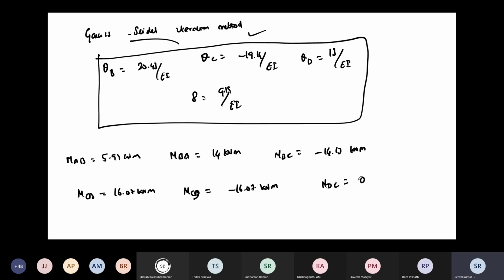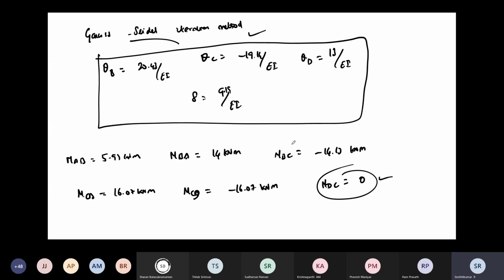MDC equal to 0. When you are substituting, you should get MDC as 0. So then you can say your answer is right. And at joint C, it should be 0, and joint B also it should be 0. Then your solution is perfect.